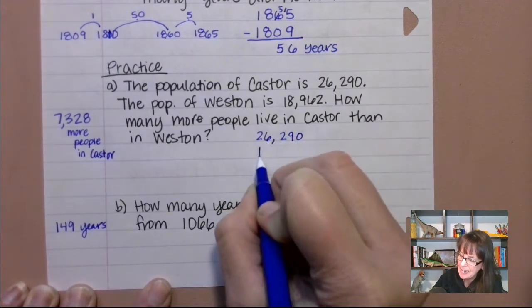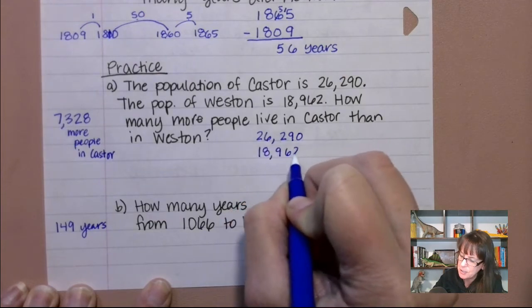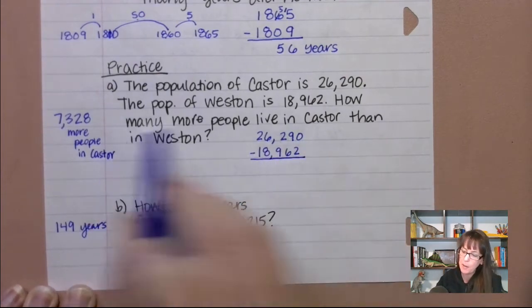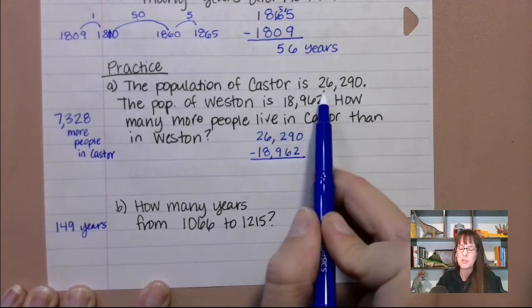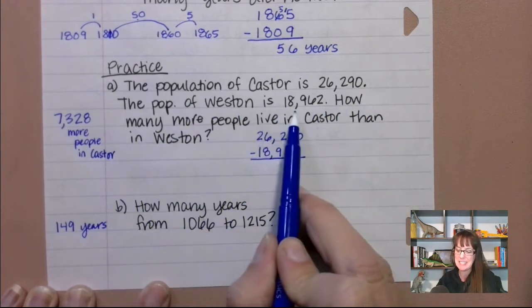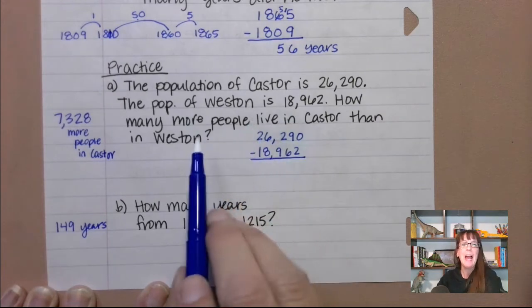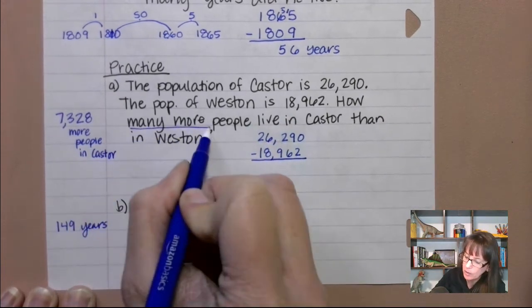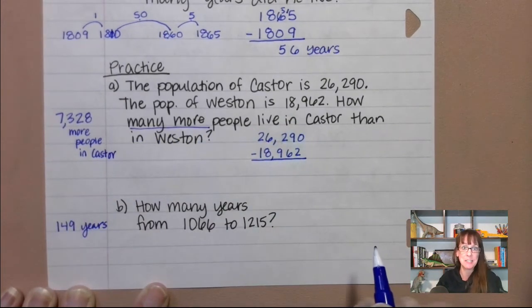We're going to subtract 18,962 from 26,290 because the population of Castor is 26,290. The population of Weston is 18,962. How many more? How many more? That is the key to tell us that we need to subtract.